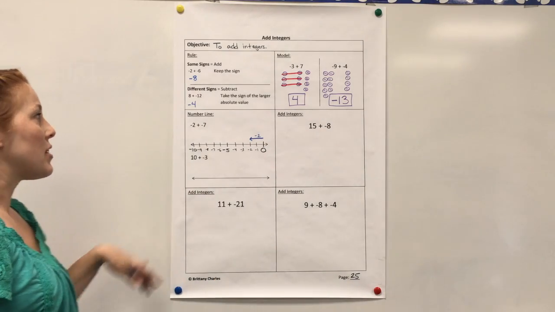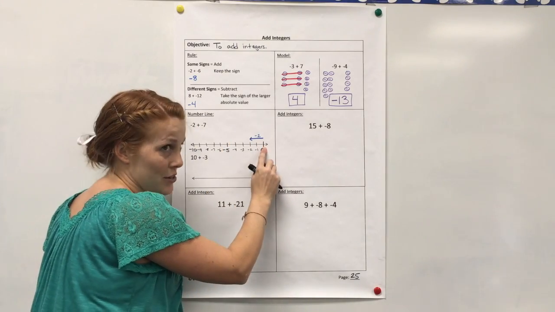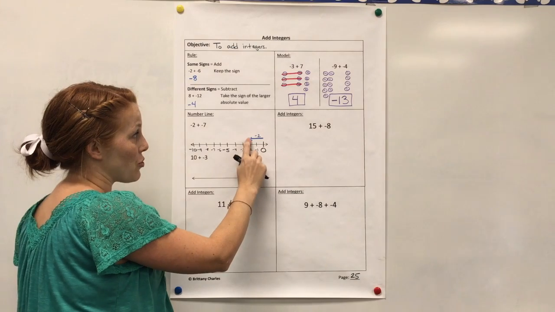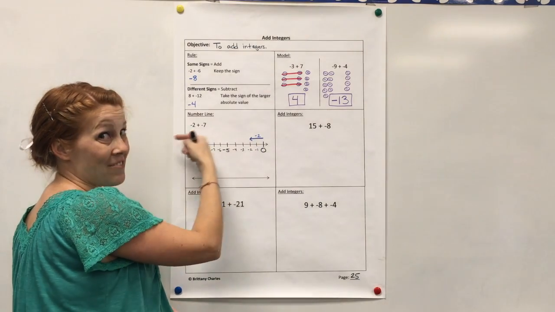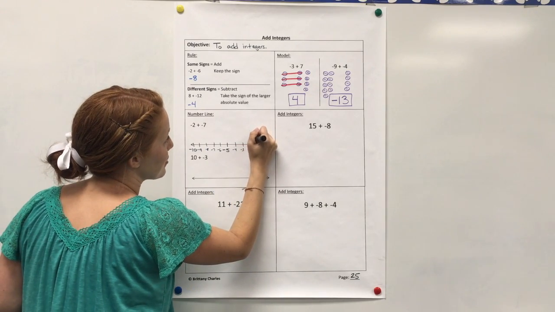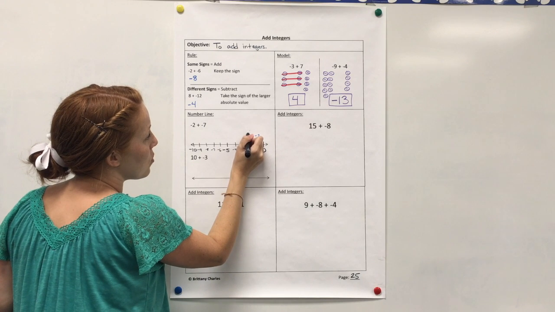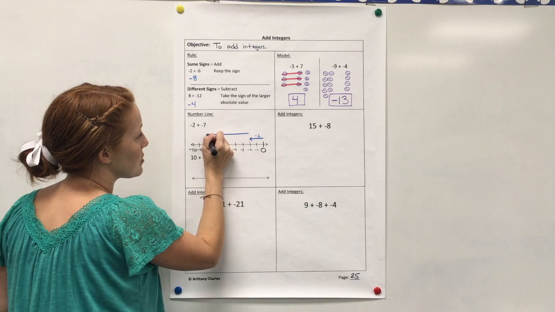Okay, then my next arrow, it says negative 7. Well, now I'm not going to start at 0. I just left off at negative 2, so I have to start from here and go back, or left, 7. So I'm going to put a little dotted line here so I can see where I stopped. 1, 2, 3, 4, 5, 6, 7.